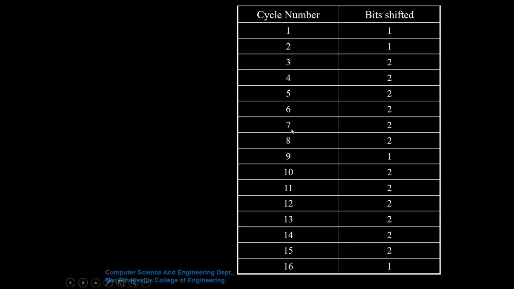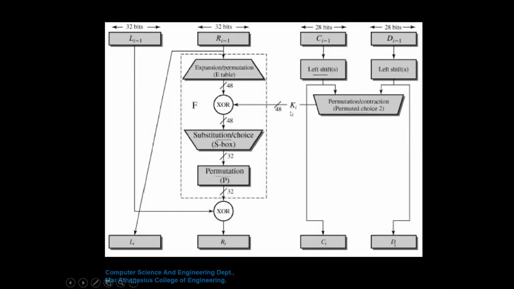So depending on the round in which you are present, based on this table, you need to left shift that many bits. Both halves we perform left shift, and certain bits will be left rotated. Now after the left rotation, we combine the two halves.